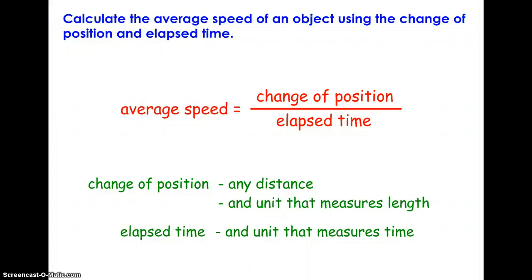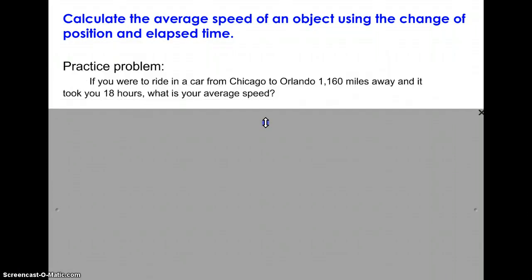Okay, so you think you got it? Let's do a practice problem. Okay, here it is. If you were to ride in a car from Chicago to Orlando, which is 1,160 miles away, and it took you 18 hours, what is your average speed?